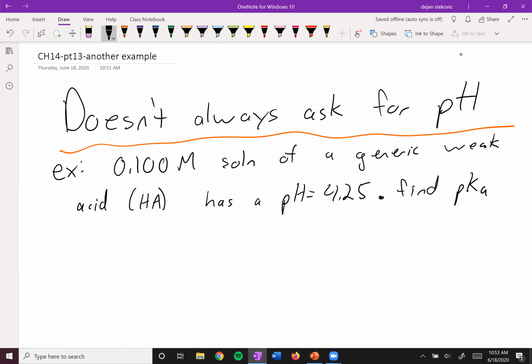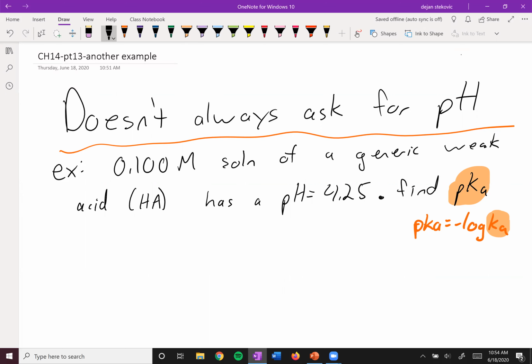So in this example, we have a 0.1 molar solution of some generic weak acid. And we're told that this solution has a pH of 4.25. And then we're asked to find the pKa. So we have to remember that the pKa is the negative log of the Ka. So what we're really looking for here is the Ka.